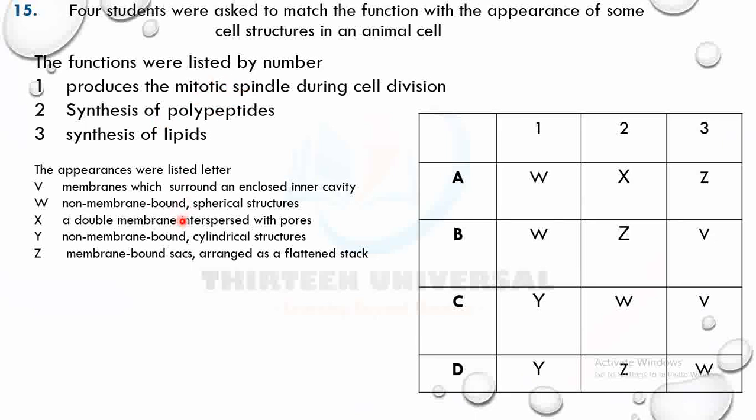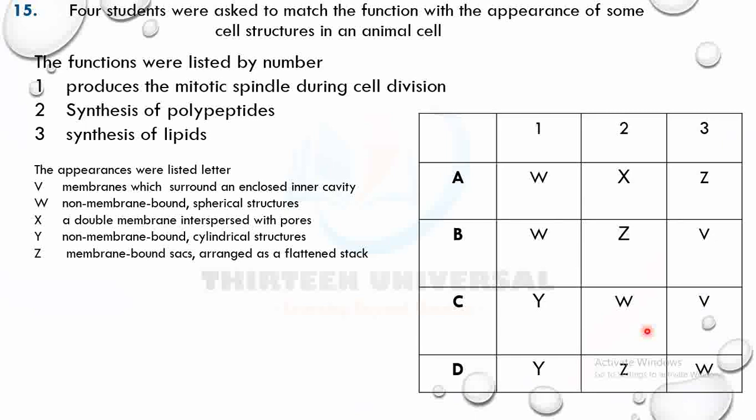So 1 is Y. Let's come here. Which one has 1 as Y? C and D, so eliminate A and B. Now synthesis of polypeptide is done in the ribosome. Which one is ribosome here? W. So you come to C and D. 2 is W, because synthesis of polypeptide is done by ribosome. Ribosome is non-membrane bound spherical.